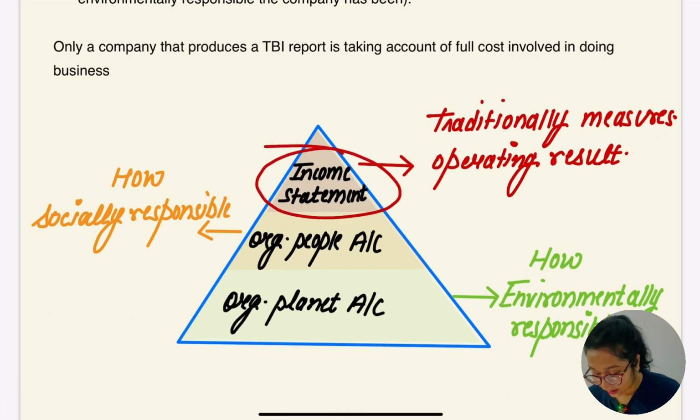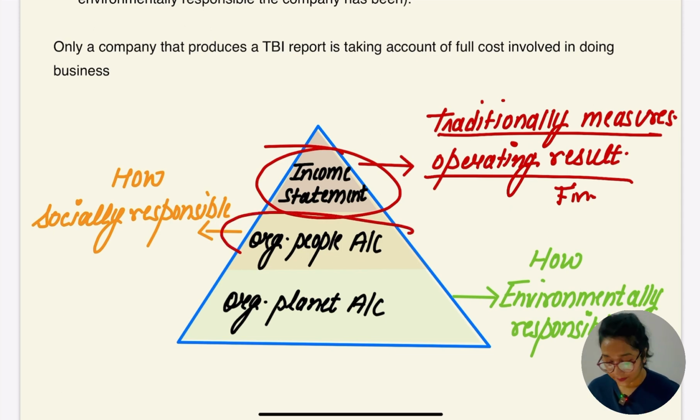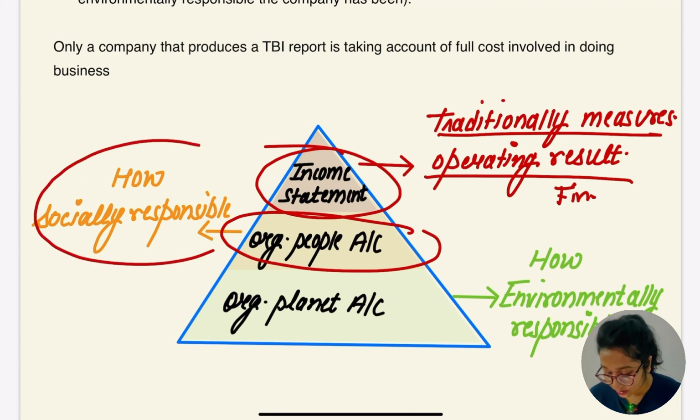So this is the first line, the income statement. This is what traditionally measures the operating result. This is focusing on the financial performance of the organization. Hope you get my point. So the income statement is definitely related to what? The financial. This is going to measure the operating result of the organization. Hope this point was clear. Let's go for the organization's people account, which is responsible for what? The social. This is going to impact on social, which means how socially responsible it is going to be.